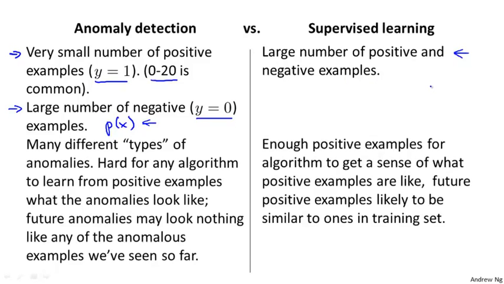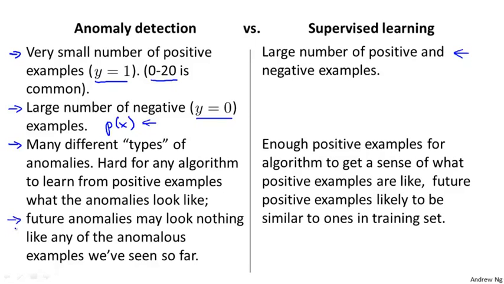Here's another way that people often think about anomaly detection algorithms. For anomaly detection applications, often there are many different types of anomalies. So think about aircraft engines. There are so many different ways for aircraft engines to go wrong, so many things that could break. And if you have a pretty small set of positive examples, it can be difficult for an algorithm to learn from your small set what the anomalies look like. In particular, future anomalies may look nothing like the ones you've seen so far.